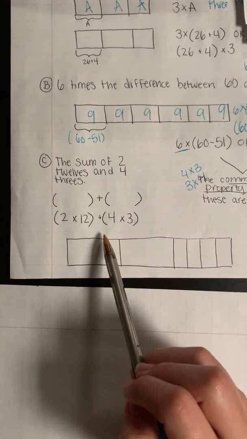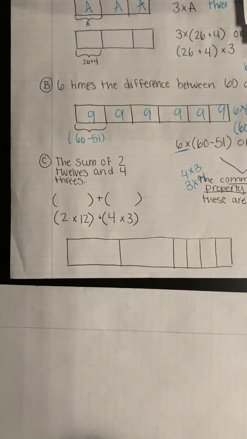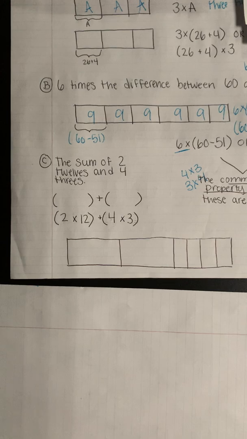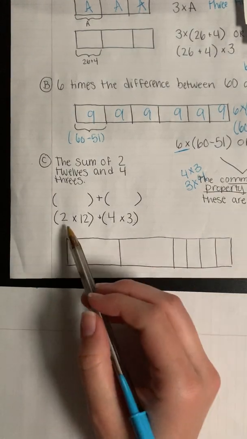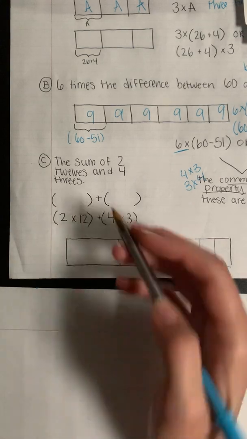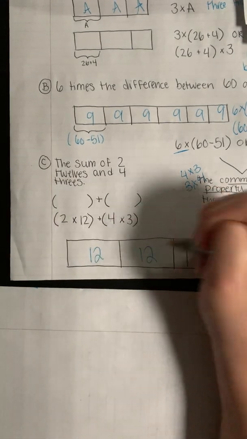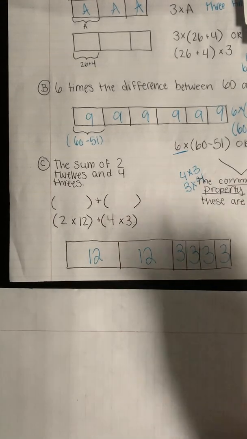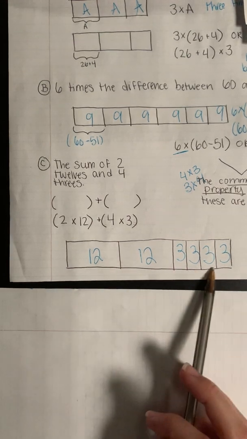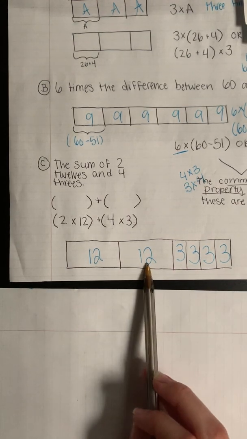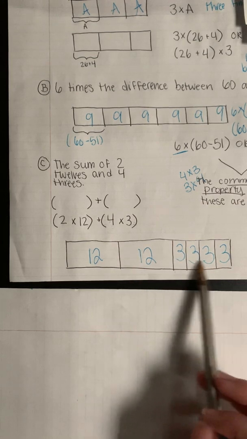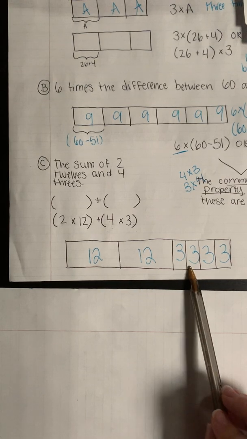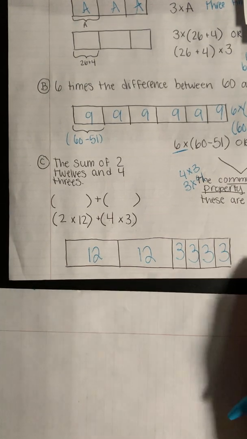If I were to show this with my tape diagram or my bar model, I have 2 larger boxes and 4 smaller boxes. In my 2 larger boxes, I'm going to write 12 and 12 because I'm showing 12 2 times, and then I'm showing 3 4 times. So now I could multiply or add all these together. 12 times 2 is 24, and add 24 to 3 times 4. Or I could do 12 plus 12 is 24, plus 3 is 27, plus another 3, plus another 3, plus another 3, until we get our answer.